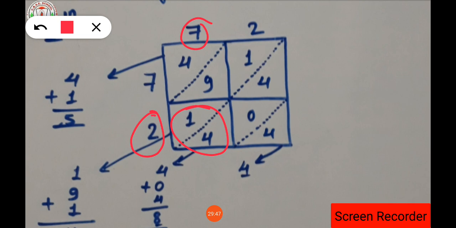Then 2 into 2 is 4, isn't it? A single digit, 4 is there. 1's place value is 4. So above you have to write 0 and below you have to write 4. Keep it in mind. Okay.